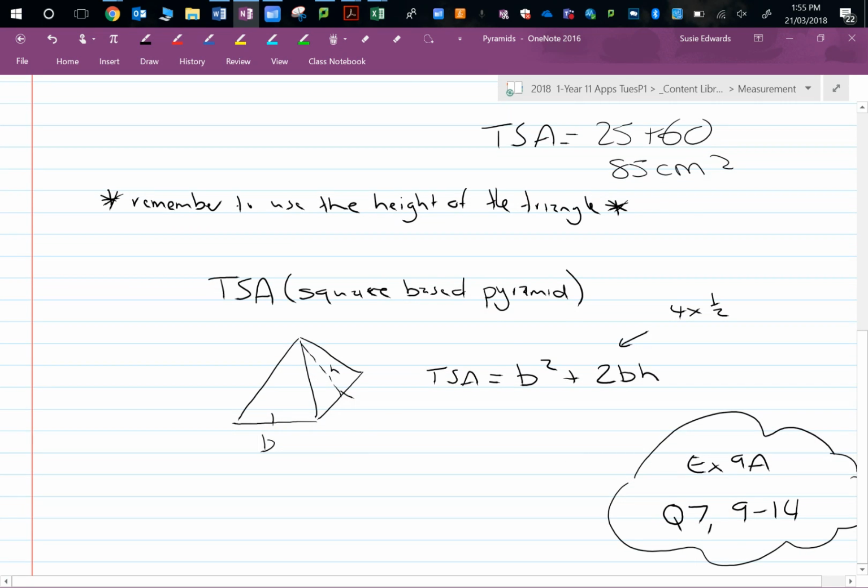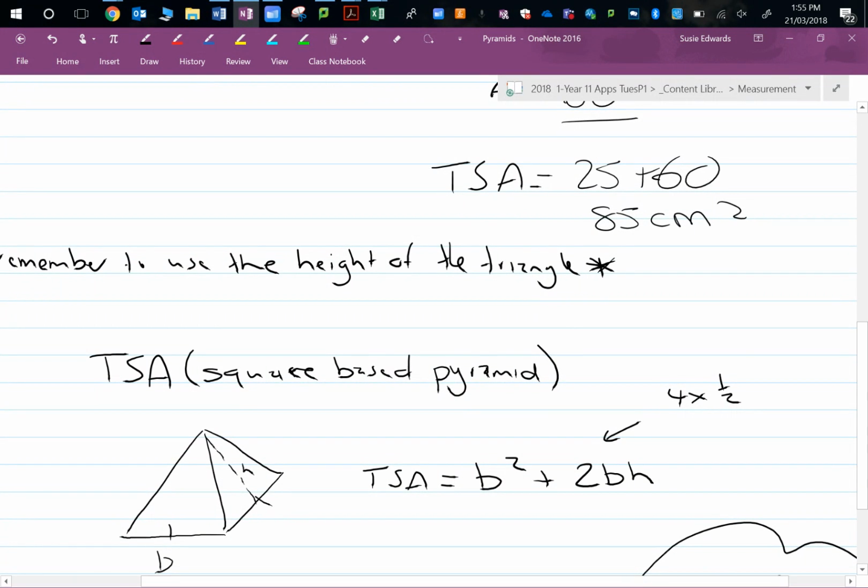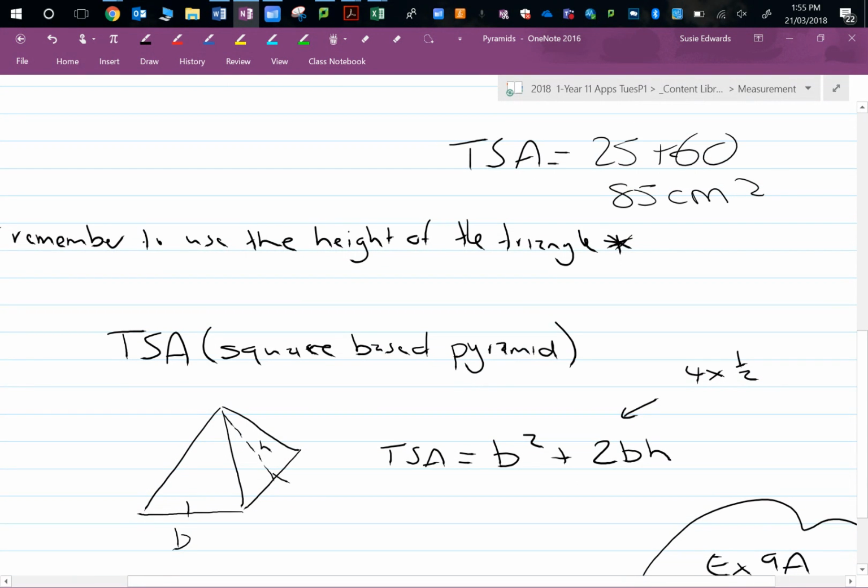All right, so if we have a look at this square base pyramid, you could say b squared plus 2 lots of b times h, because it's half base times height, but there's 4 of them, so it's 2 of them. That would work as long as it's a square base pyramid, if you wanted to. However, that's not on your formula sheet. I'd actually rather you just drew out the shapes, worked out the areas, than tried to rely on formulas, which you might get wrong. All right? Any questions?